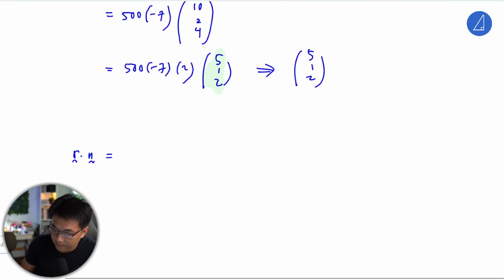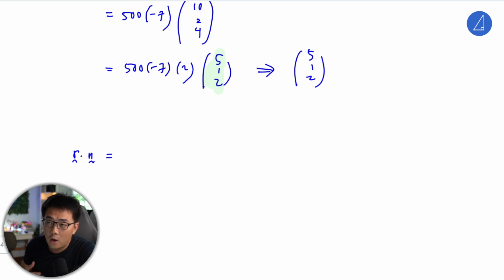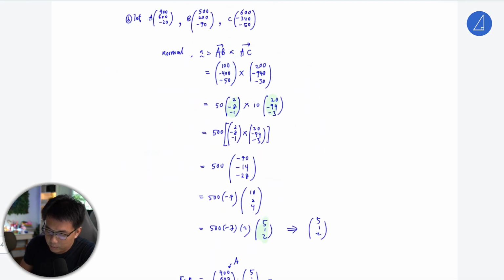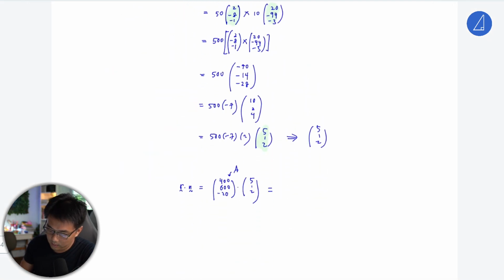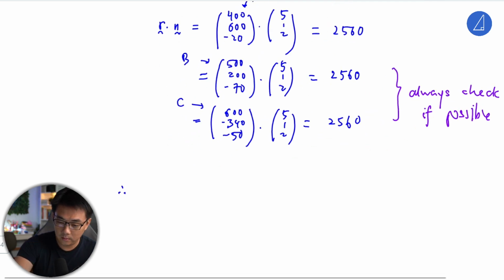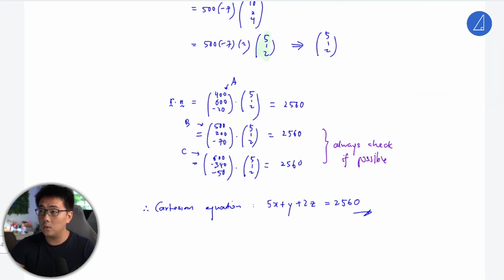So I always tell my students that if you have the luxury of having 2 or more points, just always check your normal whether it's correct. Because if you don't, then once you get the wrong Cartesian equation, obviously it will affect the subsequent parts if we require, right? So I'm going to use point A here. Then obviously I'm going to use point B and C as well to check my r dot n. So I tested all my 3 points and they all give me the same value, so I can be sure that very likely my Cartesian equation is correct in examination. All right, so that's how you do this question here. So hence the Cartesian equation is 5x plus 2z equals 2560.